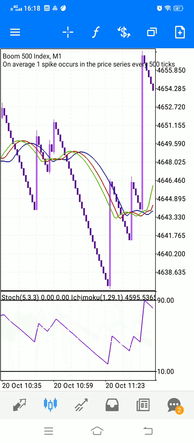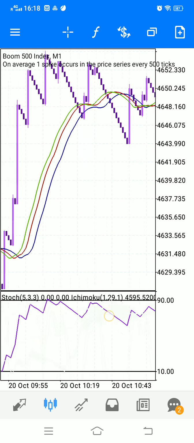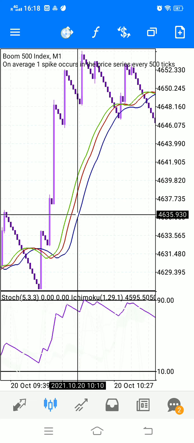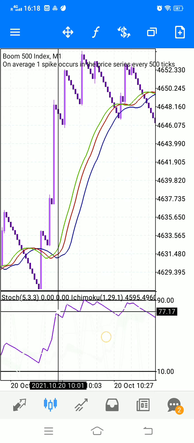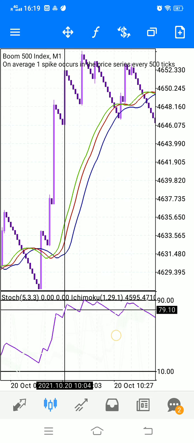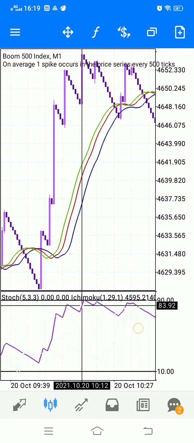Remember guys, you don't need to be greedy to make money in the market. Be patient. Wait for that opportunity. You wait. See over here, we did not reach level 90. This is not a valid trade. This over here is a valid trade.